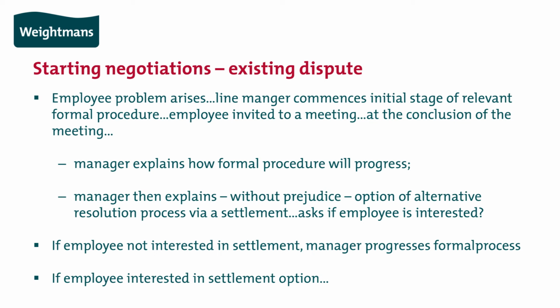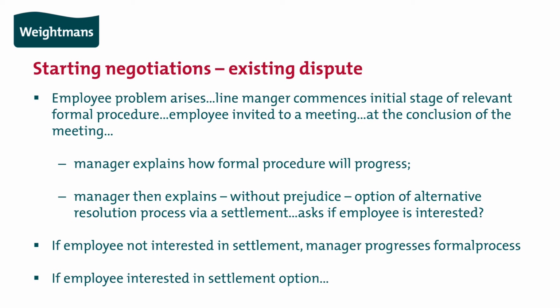So here a problem arises for the employee, say it's poor performance. The line manager should commence the initial stage of the relevant formal procedure, inviting the employee to a meeting. At the conclusion of that initial meeting, the manager should explain how the formal procedure will be progressed in the normal way. Secondly, the manager can then explain, without prejudice, the option of alternative resolution via some form of settlement and ask if the employee is interested in this. If the employee is not interested in pursuing without prejudice discussions, then the manager should progress the formal process straight away, and again making the point that nothing has been prejudged.